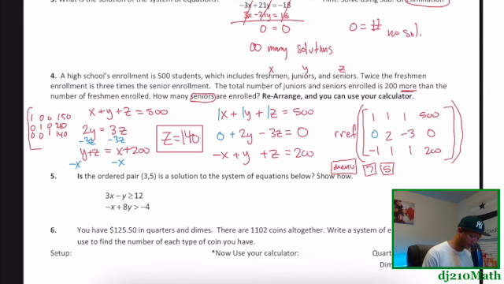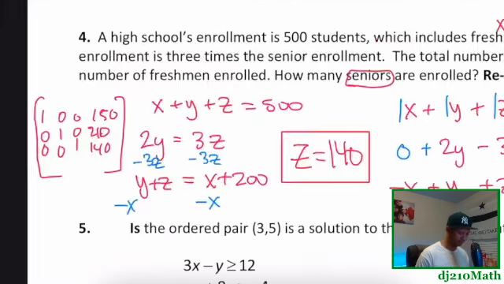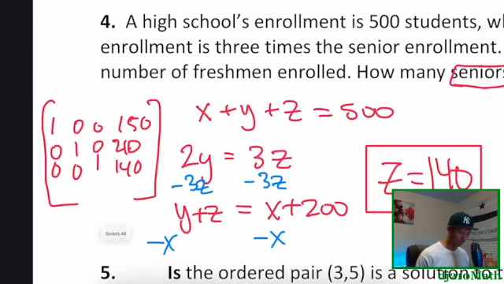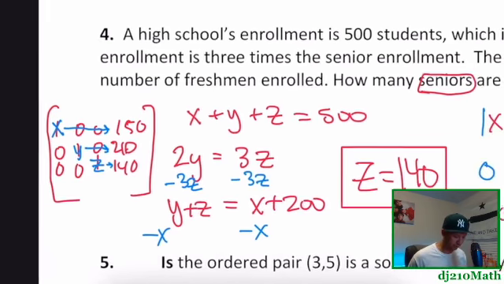So in your answer, on your calculator, you get this, right? Long story short, this is your X answers. X is equal to 150, Y is equal to 210, and Z is equal to 140. So 140 is the Z answer.